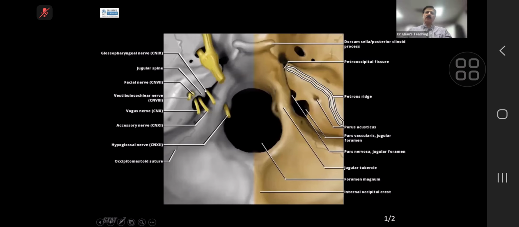And look at the shape. So this is the pars nervosa. This is the pars vascularis. So on this side, it is clearly seen. This is how the jugular foramen will look.